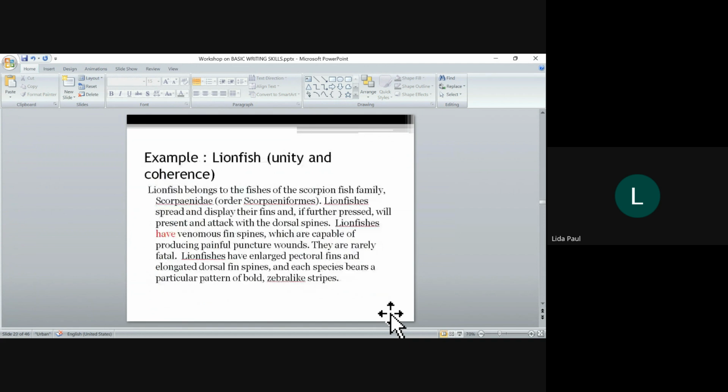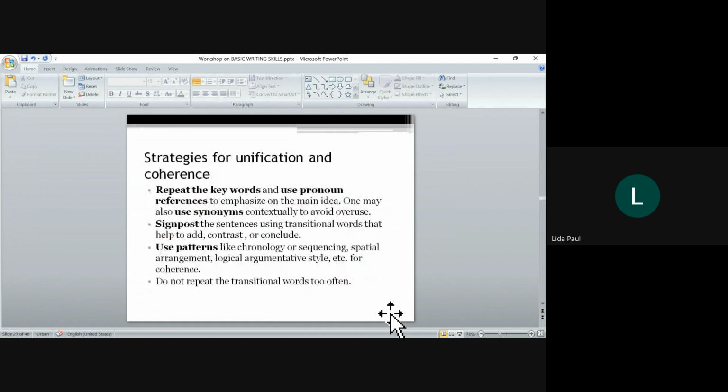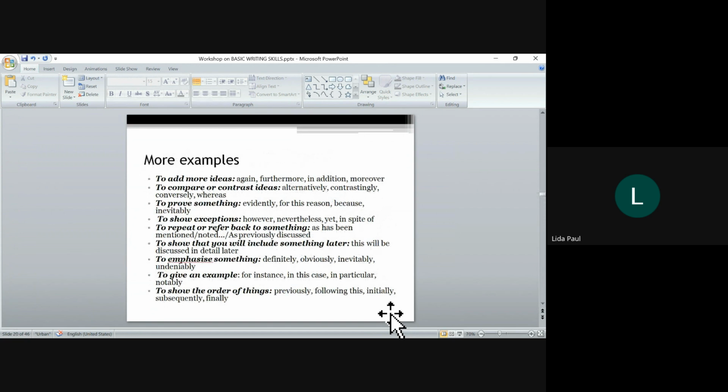Strategies of unification and other things we'll discuss tomorrow. This is all for today. I also have to leave someplace, so I'm not going to talk further today. But make sure that you don't have any confusions in this part, right?